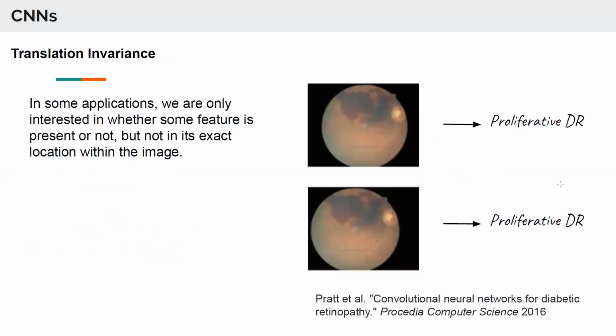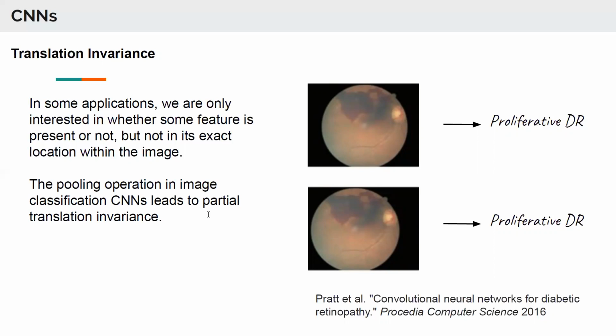What is also desirable sometimes is to have translation invariance. What that means is, suppose I'm doing an image classification problem, and this image of the eye corresponds to a certain severity of diabetic retinopathy, then if I just translate this image a bit, I should still get the same output. So here, due to the translation, the output does not change at all. So this is translation invariance, right? And the pooling operation that we have in CNNs lends partial translation invariance to CNNs.